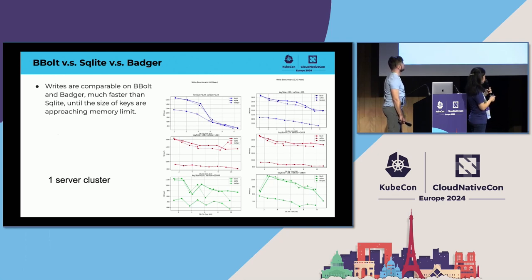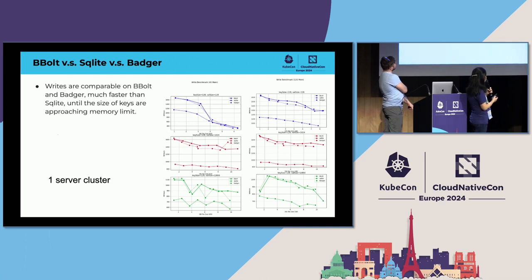One is very limited memory, four gigabytes for up to 10 gigabytes of data. And the second one is with enough memory, that's 12 gigabytes of memory for up to 10 gigabytes of total data.